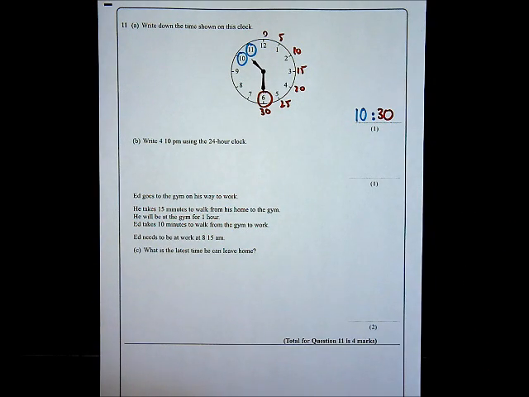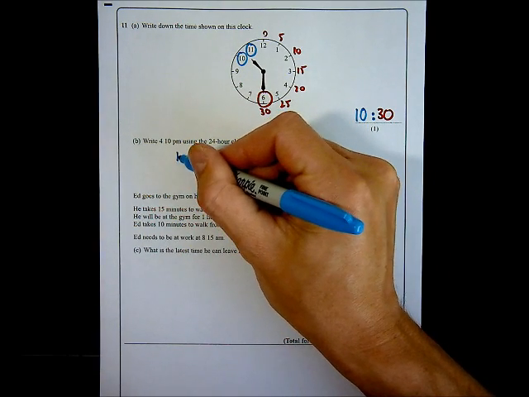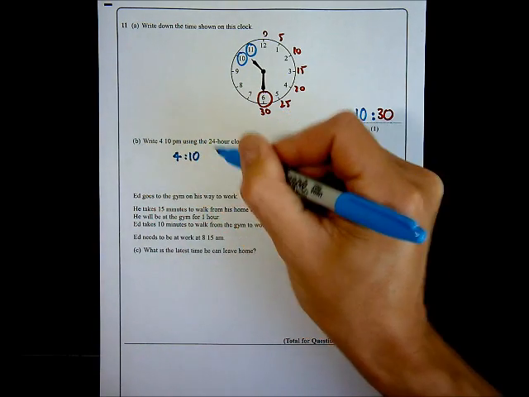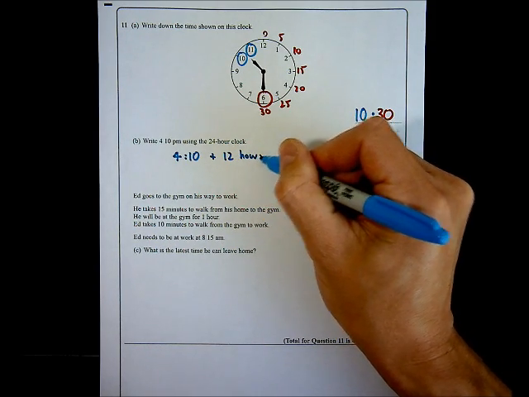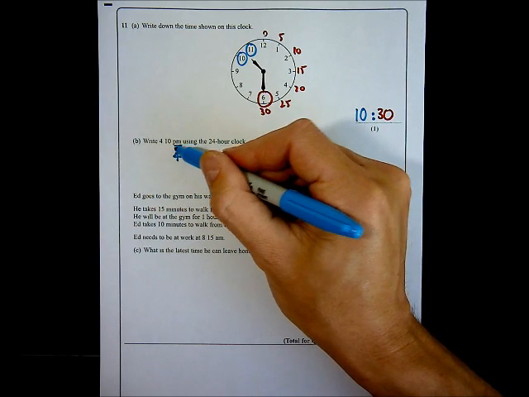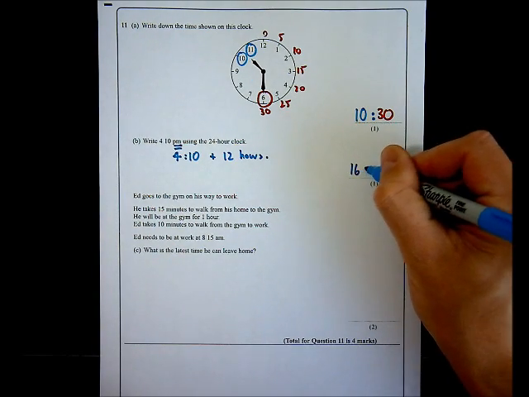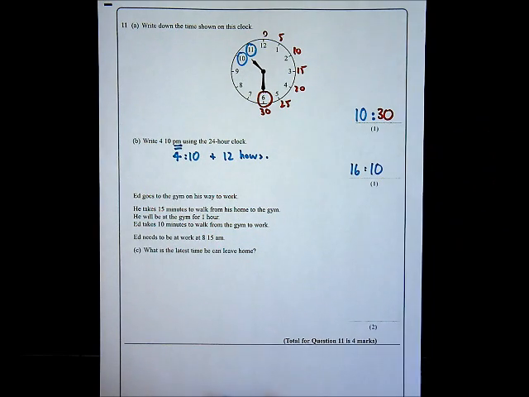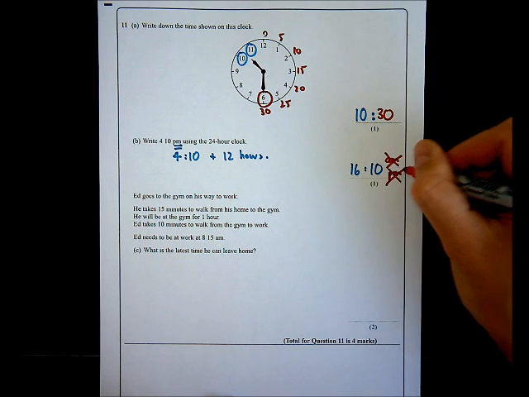In part B, I'm asked to write the time 4:10 using the 24-hour clock. So I need to take 4:10 and add on to that 12 hours, as it is using the 24-hour clock, and it is PM. So if I add 12 hours onto 4:10, I'm going to get 16:10. Notice here, there is no AM, there is no PM. If I put either of those in, that would be wrong.